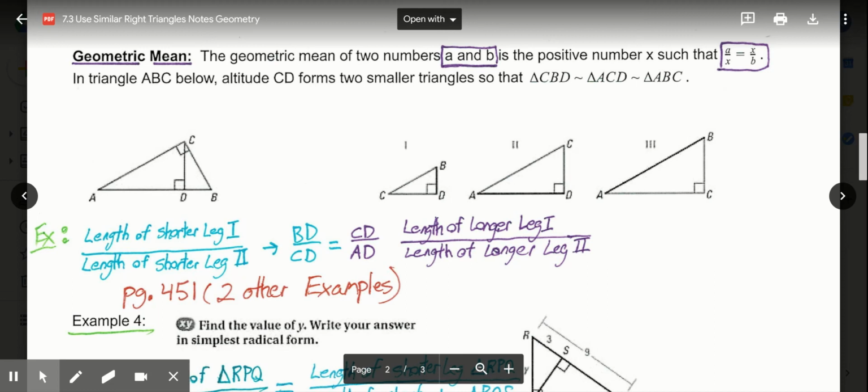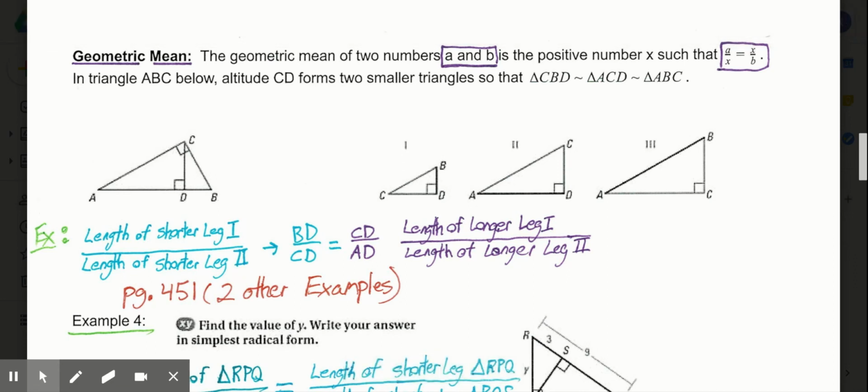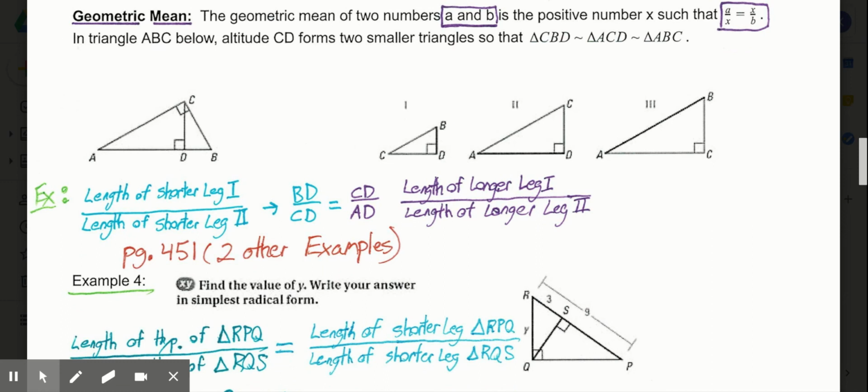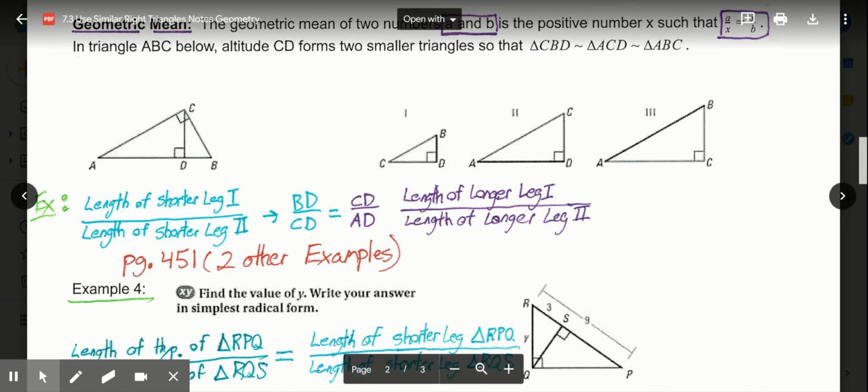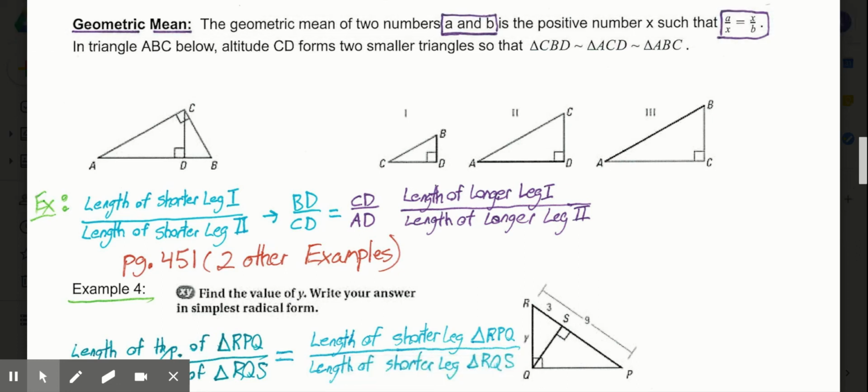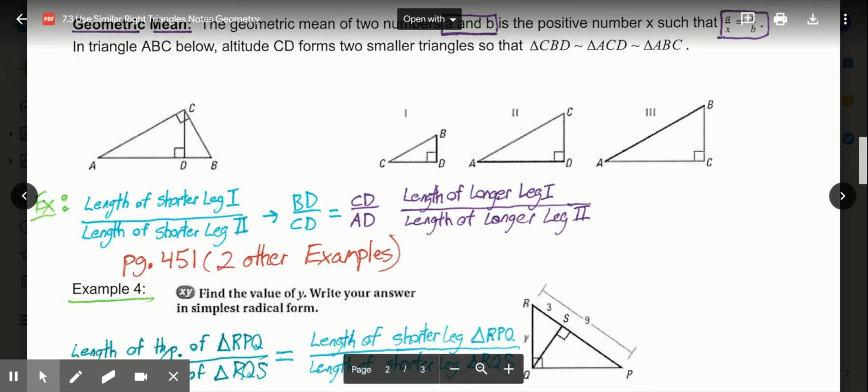So we know in triangle ABC below, it tells us altitude CD forms the 2 smaller triangles, so that triangle CBD is similar to ACD, which is similar to ABC. So one setup here, looking at how the geometric mean can be used in this idea, is we know we want to use the same number on bottom of the left and top of the right, so the same value, same distance in this case. So in our setup, the left-hand side, and this is triangle 1, triangle 2, triangle 3 based on Roman numerals.